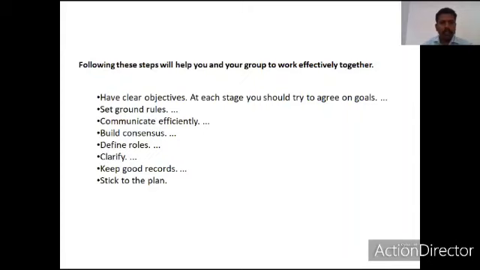The third step is to communicate efficiently. It means that during the process of a group activity, communication is utmost important. Then only can the group members work in a coordinated manner. The next is to build a consensus. It means that you need to take the consensus of all the group members in teamwork towards the group goal itself.